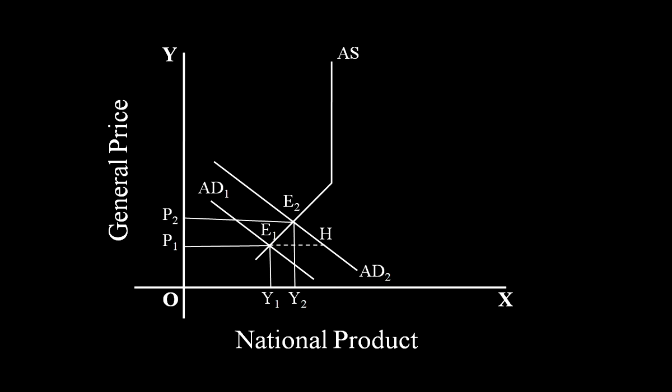This tendency continues till the aggregate demand curve reaches AD3. AD3 cuts the aggregate supply curve AS at point E3. At E3, the economy is in equilibrium. The new price is P3, which is higher than P2. The new national product is YF, which is larger than Y2.